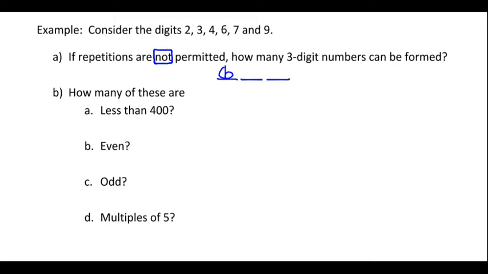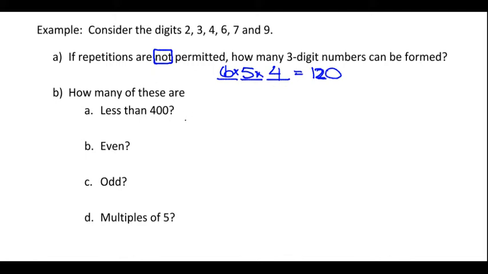Whoopsies, let's fix the journal pen. 6 possible numbers to go first. Then there can be 5 to go next since I am not repeating, and 4 to go last. This gives me 120 options. Next it says how many of these are less than 400. So when it's saying how many of these, that means how many where repetition is not permitted still.